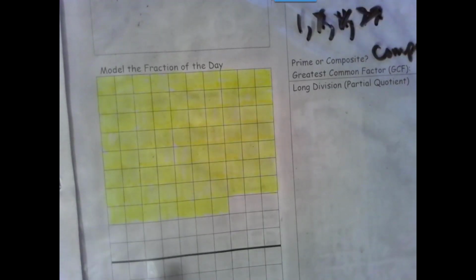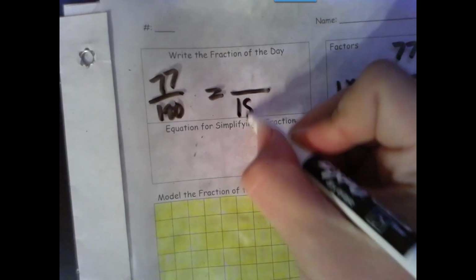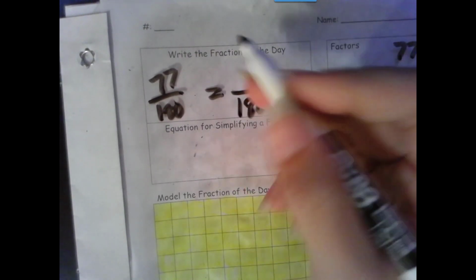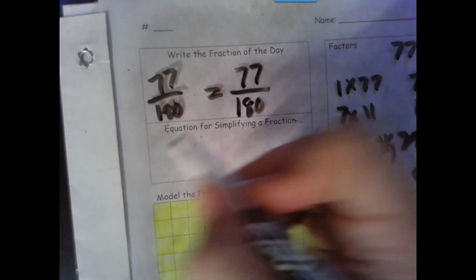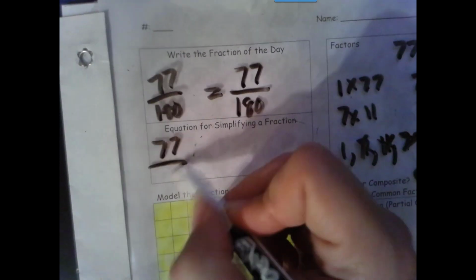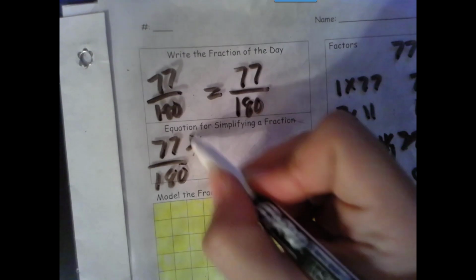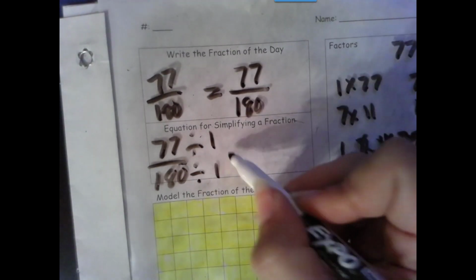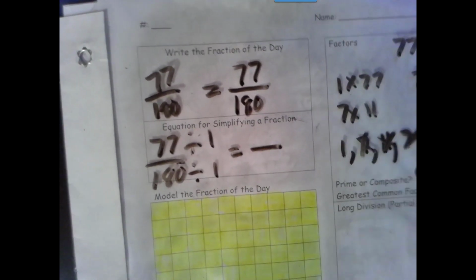Let's make our groups of 1. Done. How many total groups of 1 do we have? We have 180. How many are shaded in? 77. Okay, we still need to do our division with our algorithm. We're dividing by our greatest common factor. And we're showing why they stayed the same.